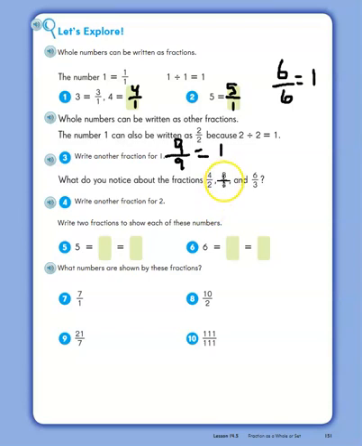We can do the same thing with this one. 8 divided by 4 is 2. And 6, whoa, that was a weird noise, divided by 3 is 2. So all of these fractions are equal to 2. And it says write another fraction for 2. So all we need to do is think of a number and then double it. And then that number, the double, is going to be on the top, and the original number we thought of will be on the bottom.